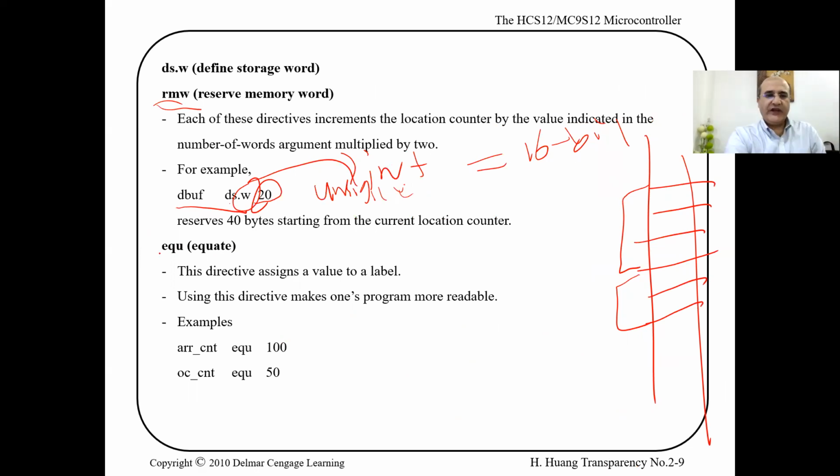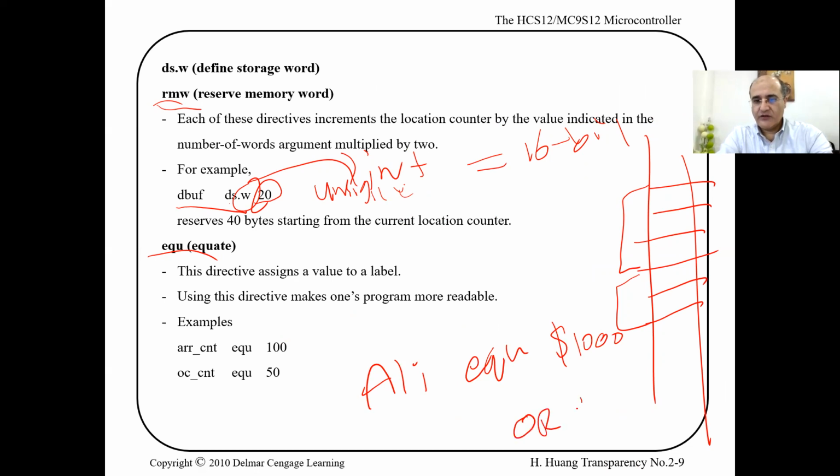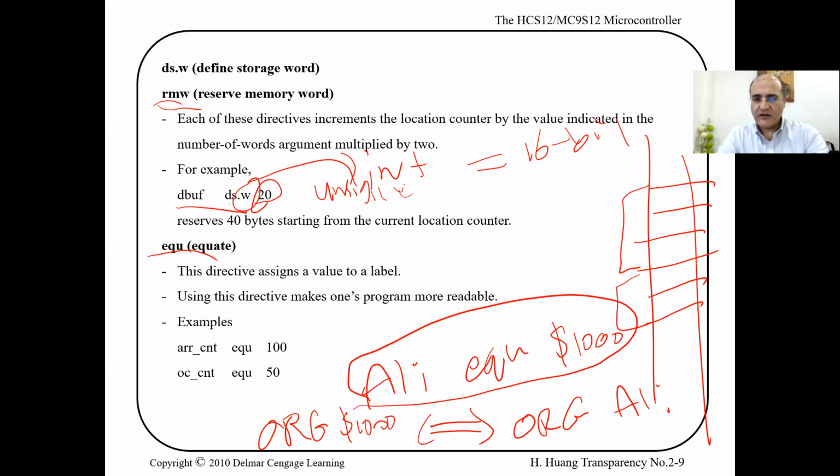Equate means wherever, for example here, Ali equates 1000. Okay, I can say origin Ali. This is exactly the same as origin 1000. The assembler, wherever it sees Ali, will take it out and put 1000, replacing it. Equate.